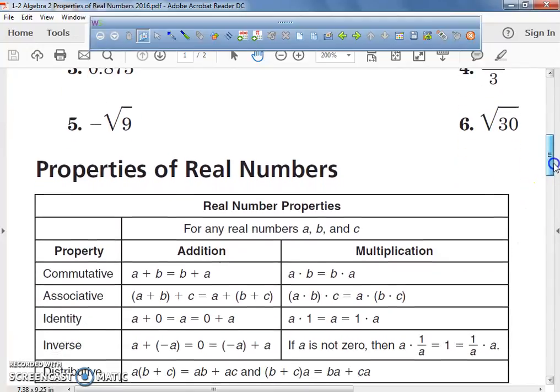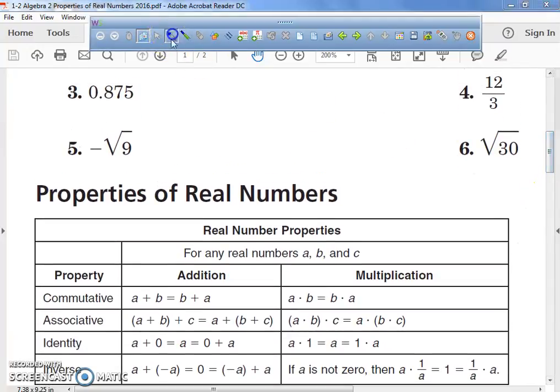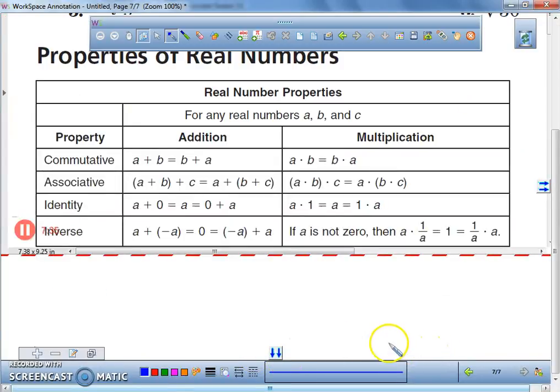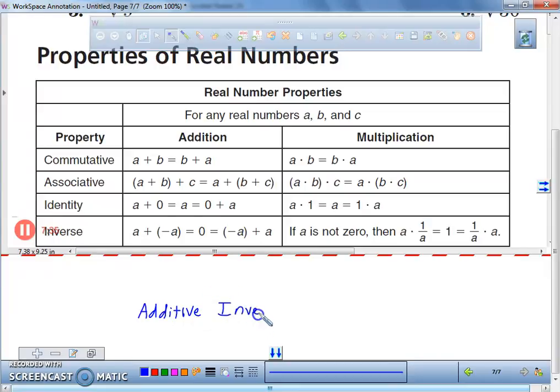Now we're going to scroll down, dealing with inverses. Okay? Now, this right here is what's referred to as the additive inverse. That's called the additive inverse. Now, what is the additive inverse? Think about it this way. If you had $100 and you spent $100, well, guess what? You're back to nothing. All right? Additive inverses always equal what? When you add them together, they always equal 0.